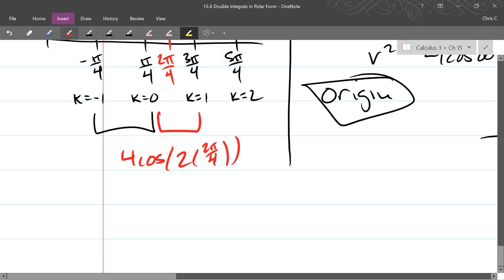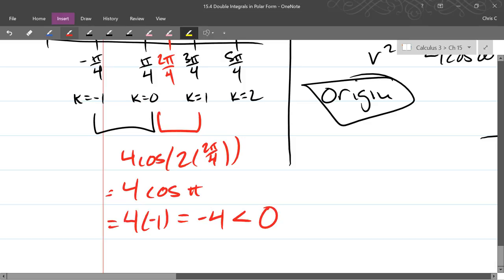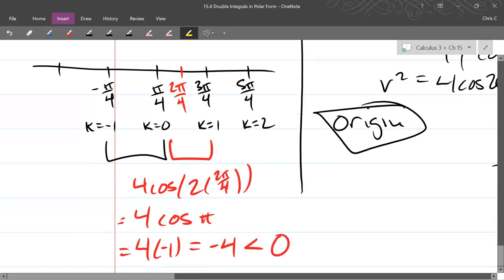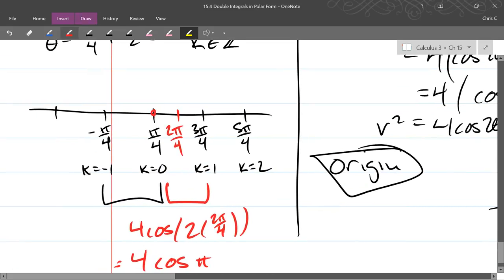So this turns into cos pi. And what is cosine pi? Negative 1. So it's 4 times negative 1, negative 4. And unfortunately, that's less than 0. So between these two zeros, we are negative. That's not good.